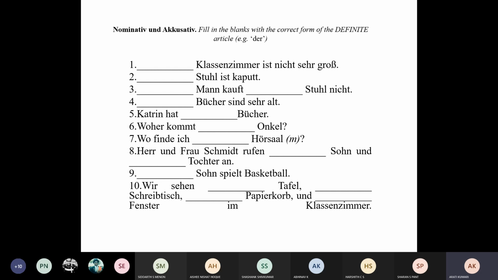Okay, let's move to the next one. Nummer zwei. Stuhl ist kaputt. What will they do here? What's the article of Stuhl? What gender does it have? Masculine, feminine, or neutral? Masculine. So what will we do here? Der. Yes. Read the sentence. Der Stuhl ist kaputt. Yes. What is kaputt? What's the meaning of kaputt? Broken. Yes, the chair is broken. Yeah. Let's go to the next one. Number three. Mann, Couch, Stuhl, Nest. You know the article for both the nouns, so you should be able to do it.